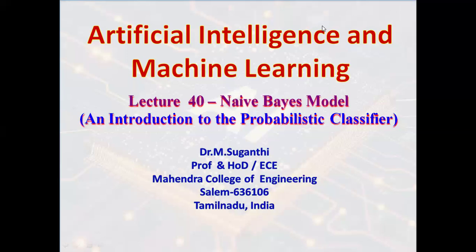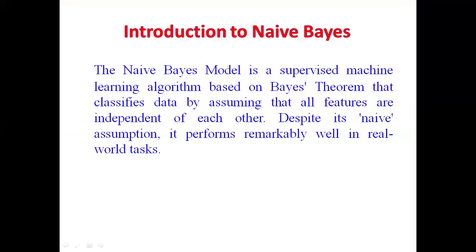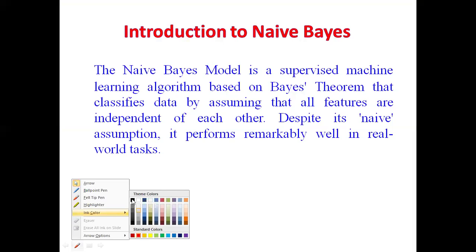The model is easy to implement, requires minimal training data, and works effectively even when the assumption of feature independence is not strictly true. So, we'll see the detailed discussion in the future slides. First, we'll see the introduction to the naive-Bayes algorithm. The naive-Bayes model is a supervised machine learning algorithm. All you should understand, it is not unsupervised, it is supervised learning.